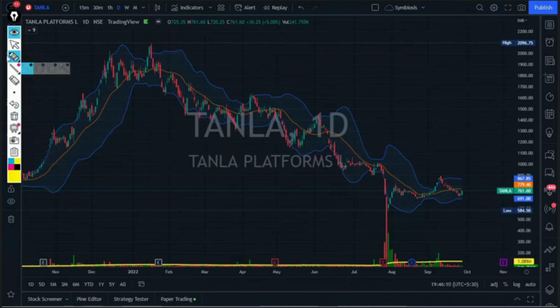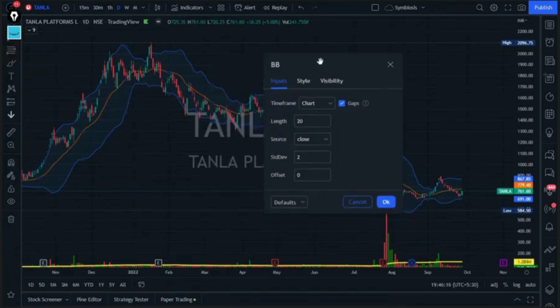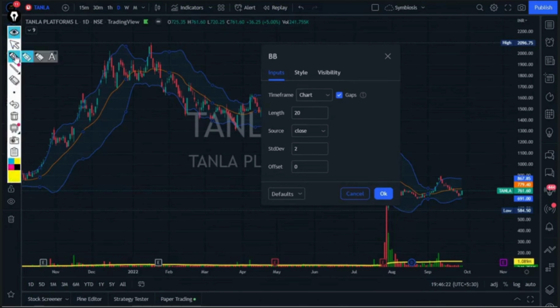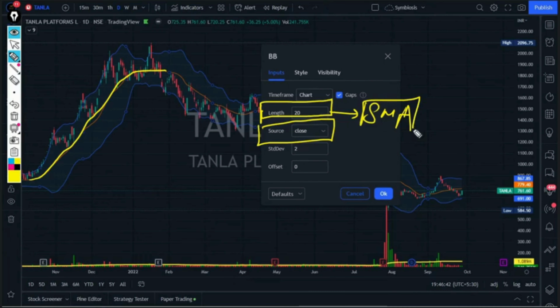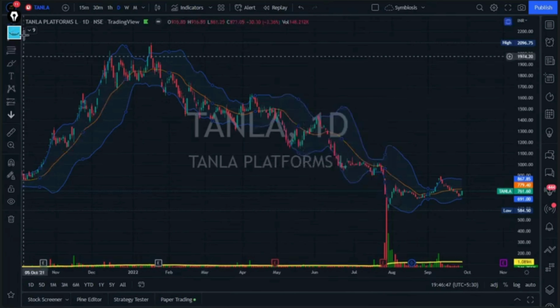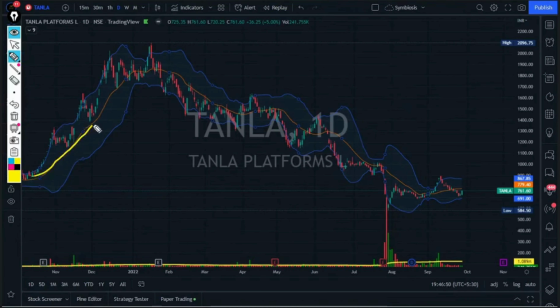Before I introduce Bollinger Band to you, I am going to click on the Bollinger Band setting and help you understand what it is about. What Bollinger Band does is plot the SMA, which is the simple moving average of the stock over a 20-day period. So it is on the closing price of the stock that it is mapping the simple moving average, which is this orange line that you see right here. As you can see, this is a 20-day moving average.